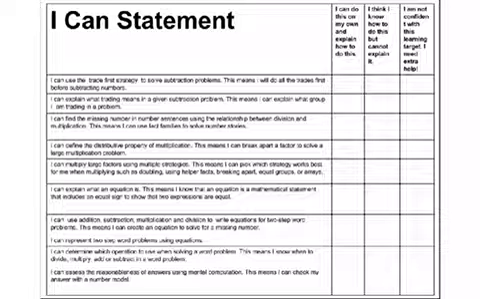Hi there. I am here to explain one way that you can have your students at an early level start to self-assess in your classroom. So I teach third grade, and one thing that I do is I use my I can statements all the time.